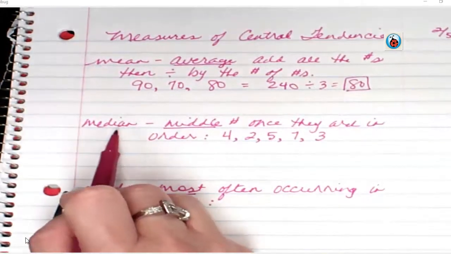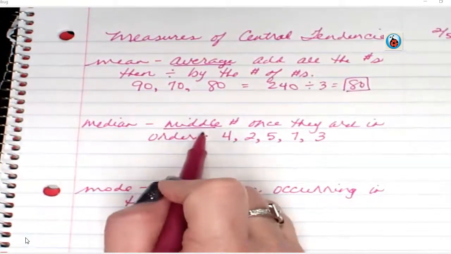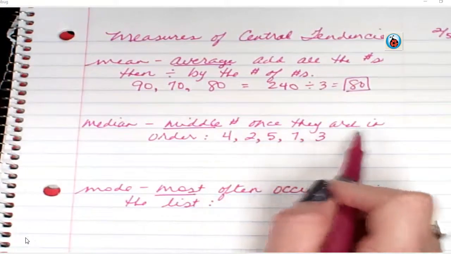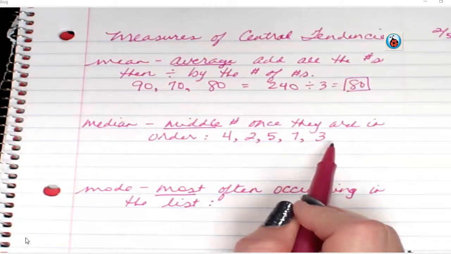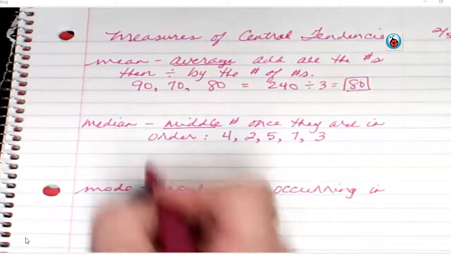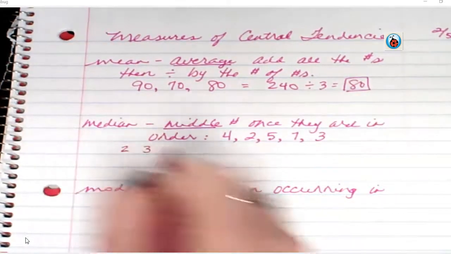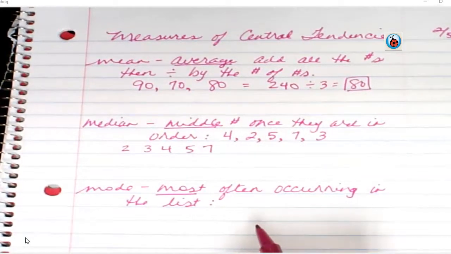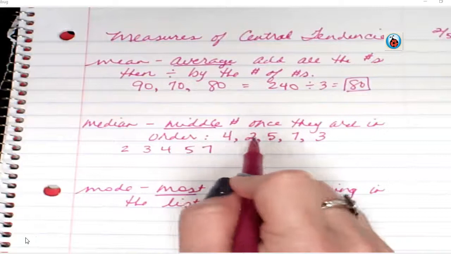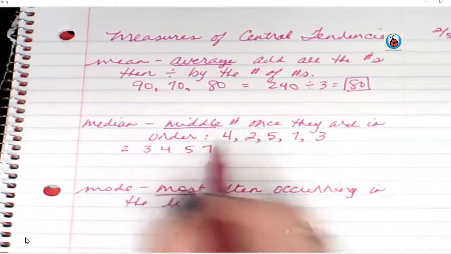Next, we have median. Median is the middle number once they are in order. So if I have 4, 2, 5, 7, and 3, the first thing I'm going to do is put them in order. 2, 3, 4, 5, and 7. Always double check. 1, 2, 3, 4, 5.